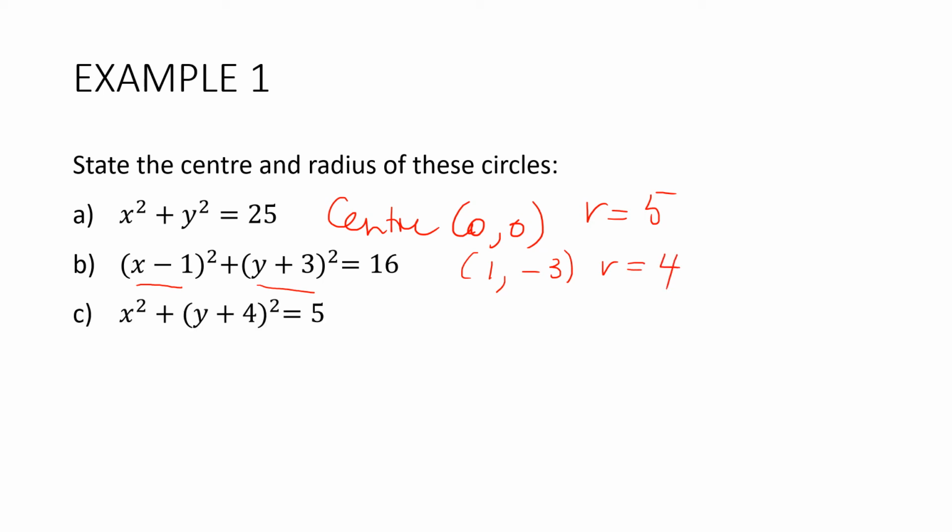Last one, what makes 0 here? 0. What makes 0 here? Negative 4. And in this case, we're going to do the square root of 5. And we won't work that out as a decimal, we'll leave it in exact form.